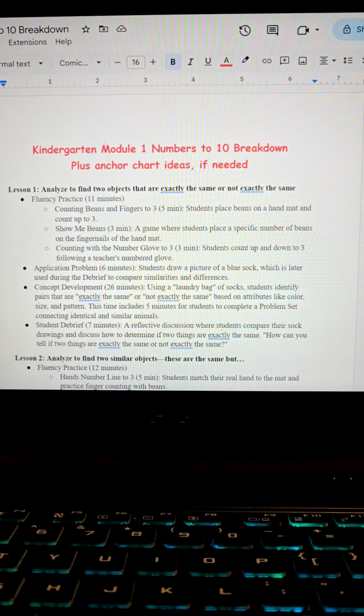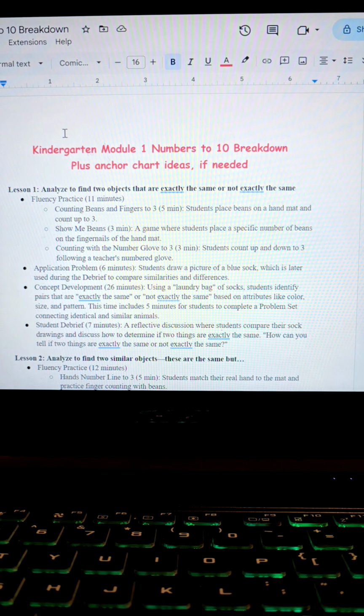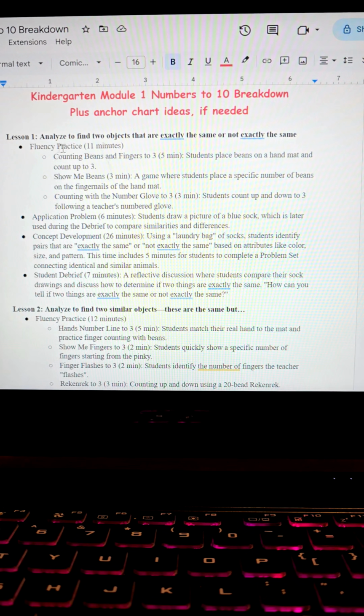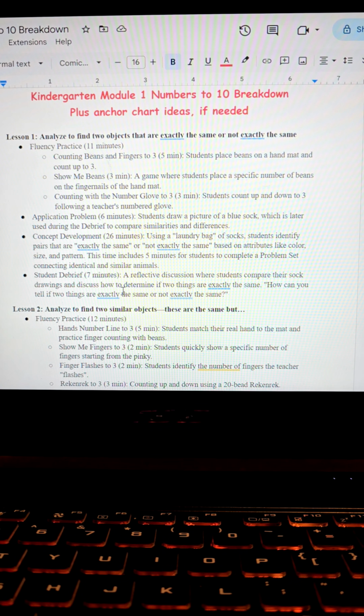Okay. For this year, last year we used Bluebonnet, and this year we're going to use Bluebonnet again. So I did a format where it was kindergarten, module 1, numbers to 10, breakdown, plus anchor chart ideas if needed. So basically, I put the fluency practice, the application problem, the concept development, and the student debrief, and I put the minutes.